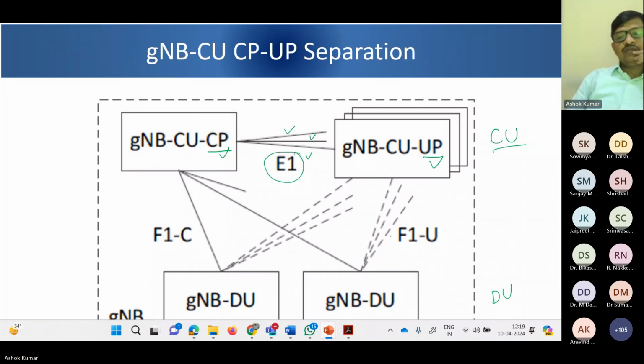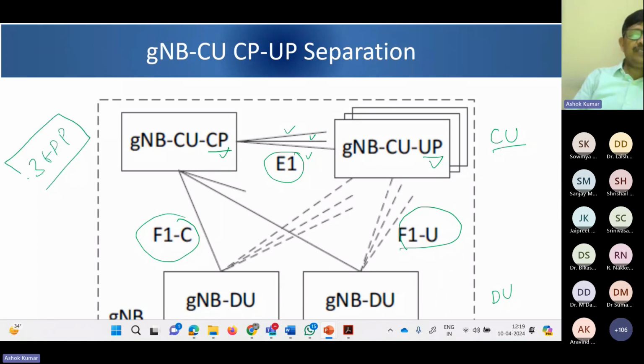And every DU will handle both control plane and user plane, and they'll have an interface F1-U for user plane and F1-C for control plane towards the central unit. So this is again a split architecture given by 3GPP. So 3GPP has done the interfaces almost close to Open RAN, almost close to opening the RAN, right? Except that they have not talked about a three-product solution. They have talked about a two-product solution.